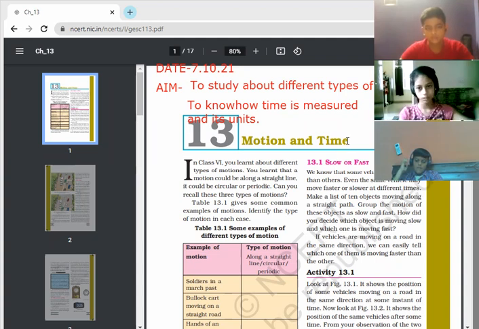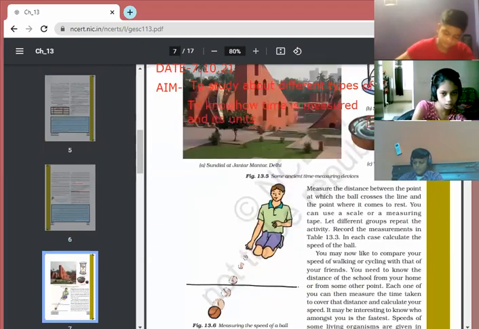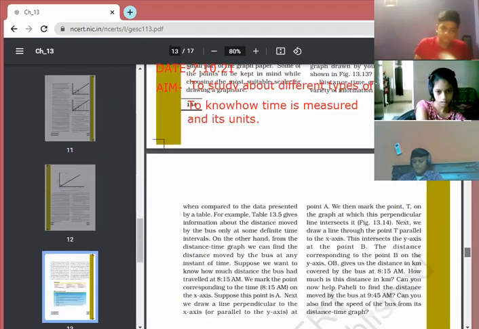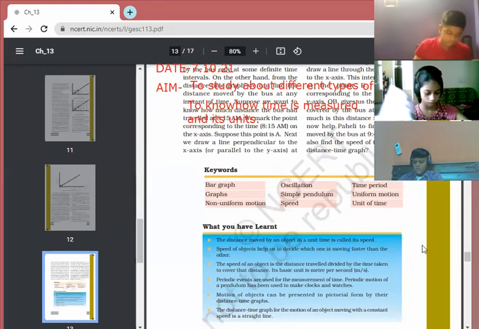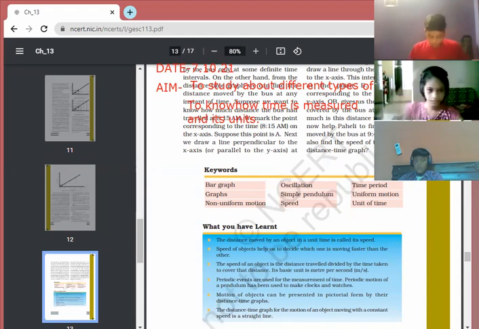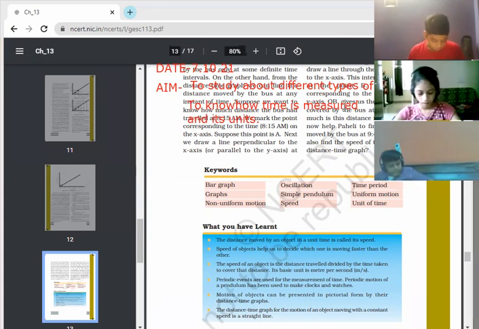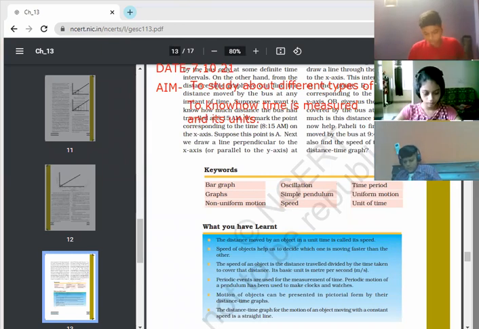Before starting the chapter, let's move to the key terms of this chapter. Misunderstood words, see at the back. These are the key terms: bar graph, graphs, uniform motion, non-uniform motion, oscillation, simple pendulum, speed, time period, unit of time. I want each one of you to find out the meaning of these words.